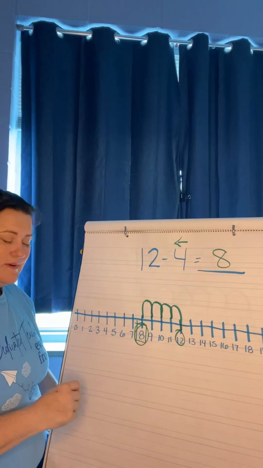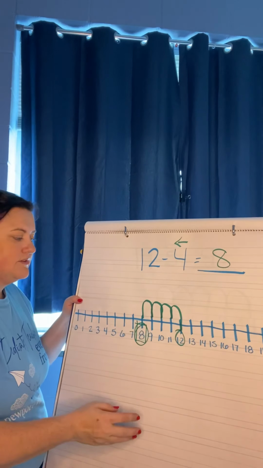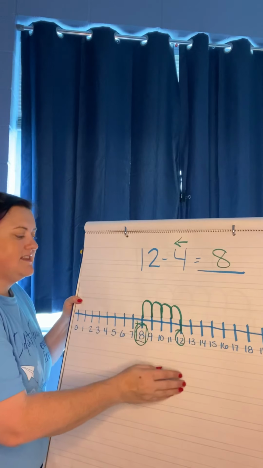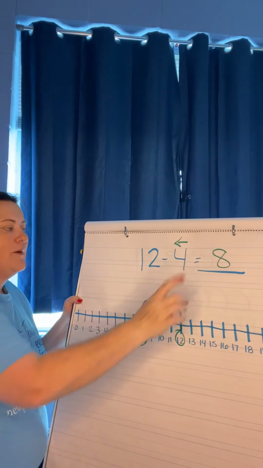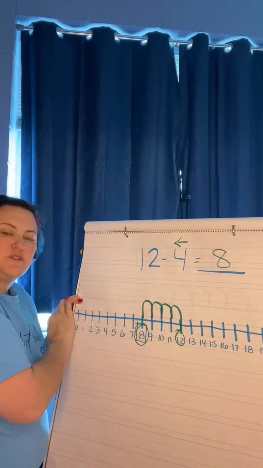So for Station 3, you're going to use the drawing tools and your teachers need to see that you are hopping back on the number line. We need to see your hops. And we also need to see your answer written in the blank.